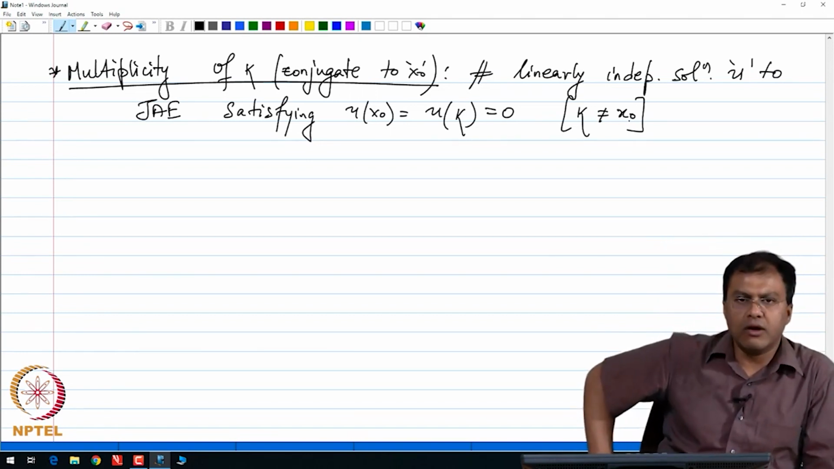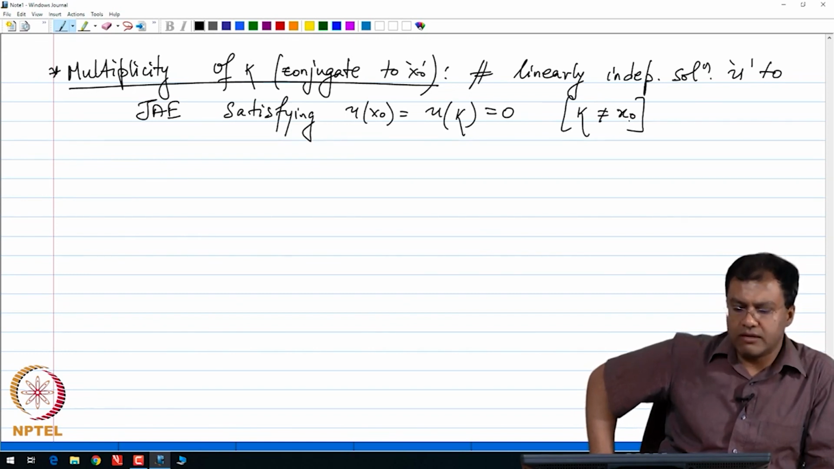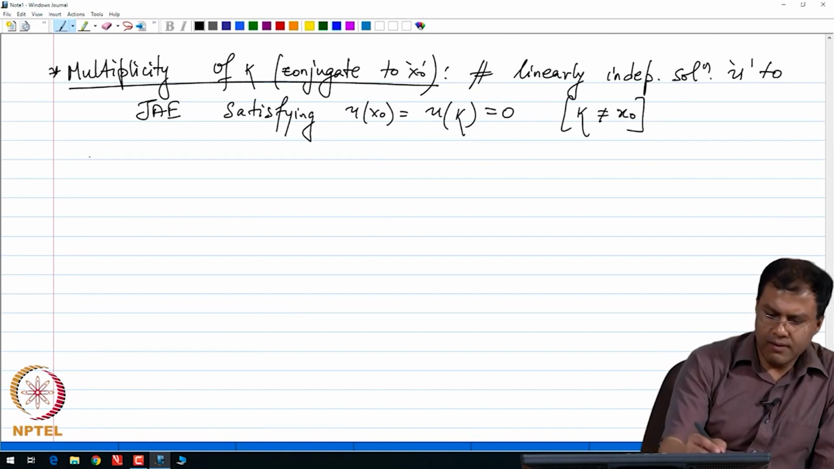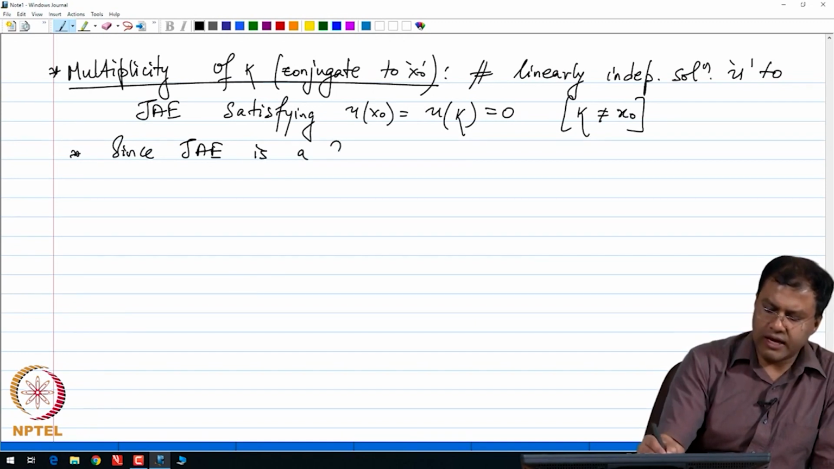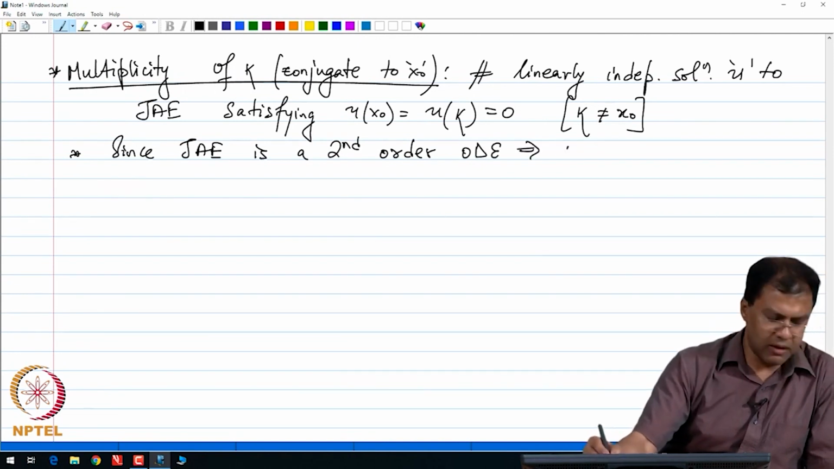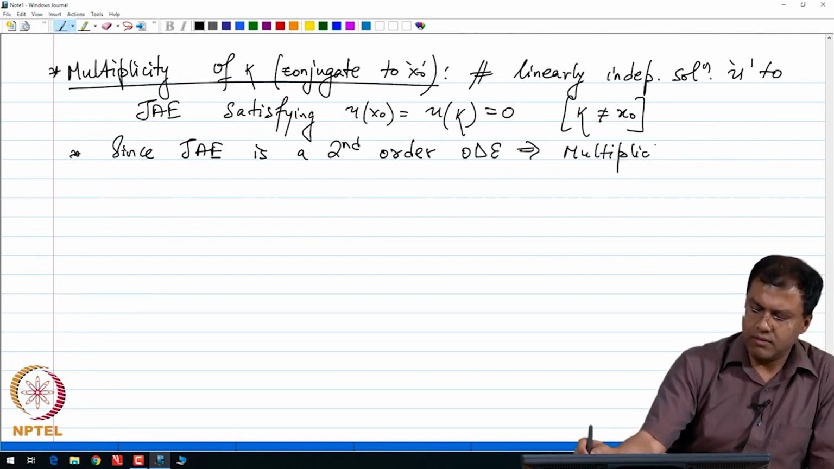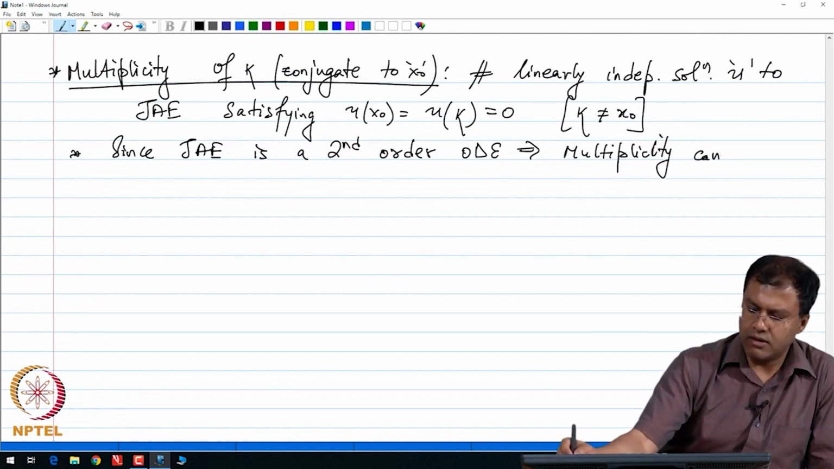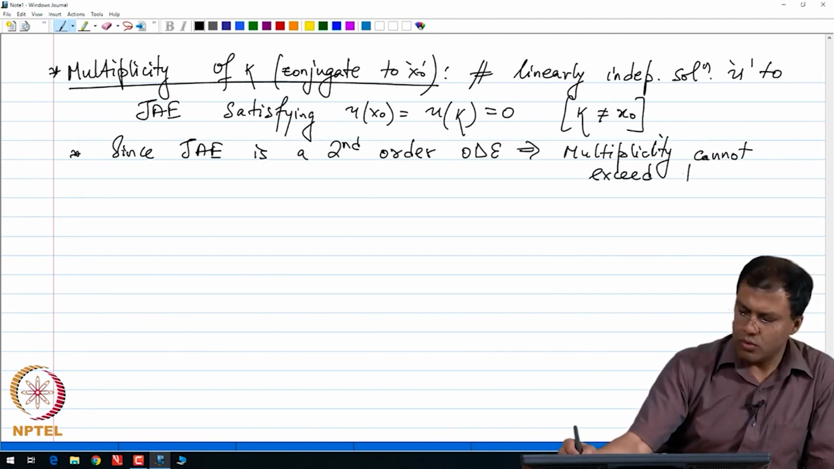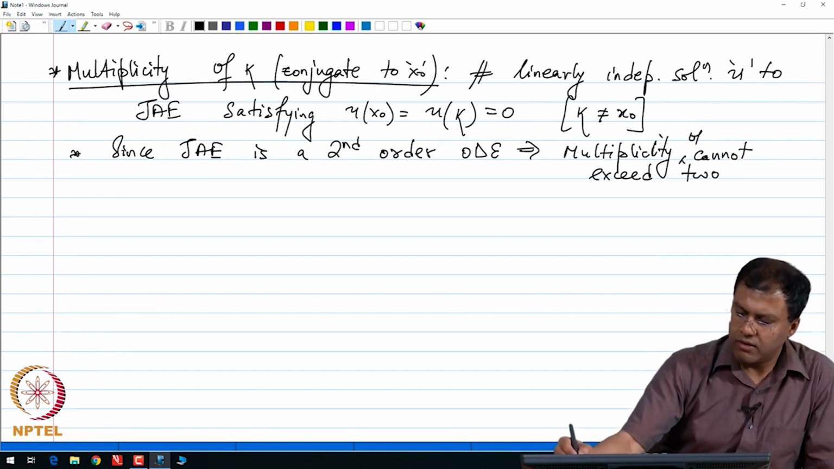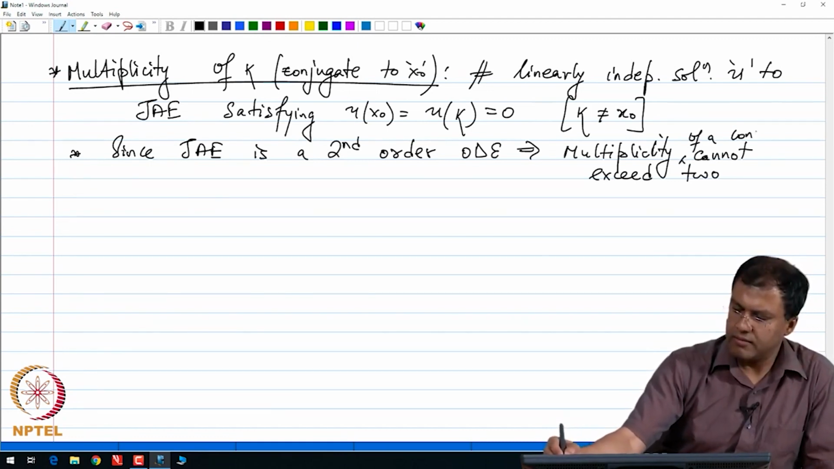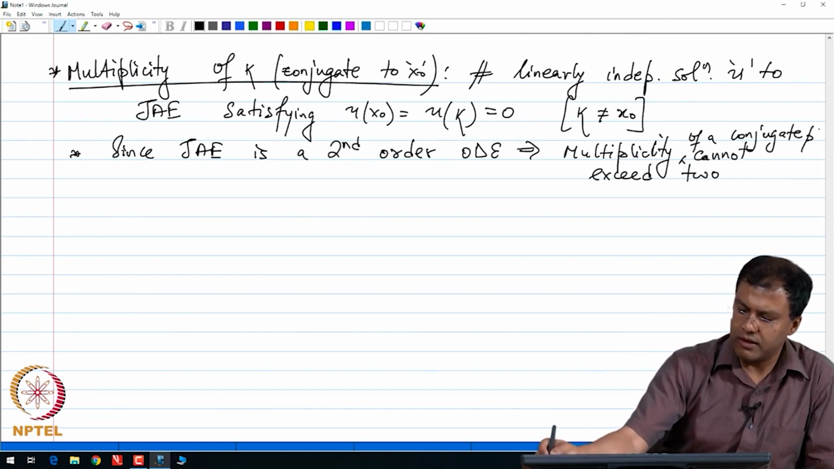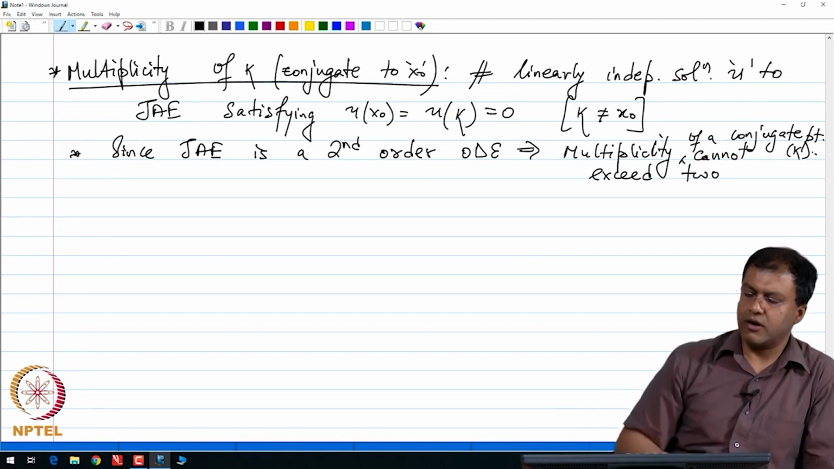So, that is the multiplicity. As I said, the multiplicity cannot exceed 2 because the Jacobi accessory equation is of order 2, right. So, since the equation is a second order ODE, the multiplicity of a conjugate point kappa under consideration cannot exceed 2.